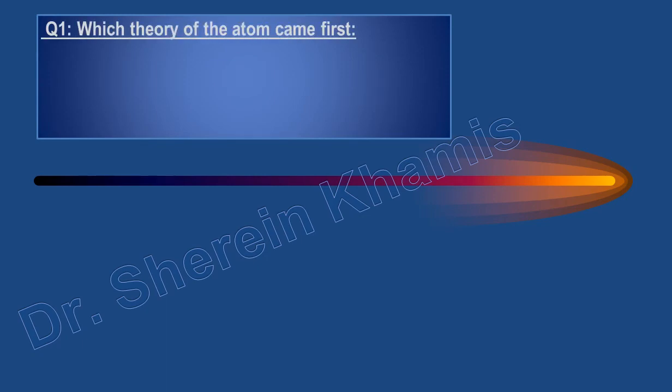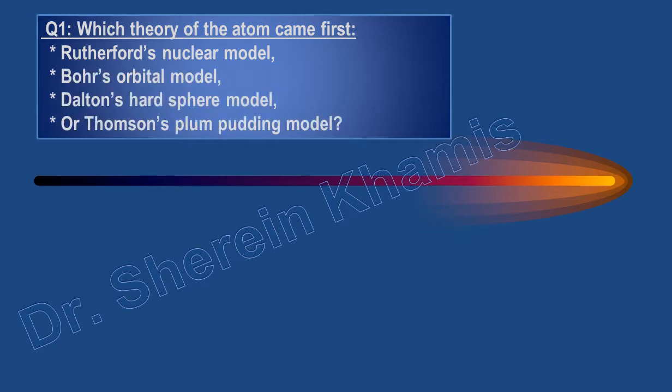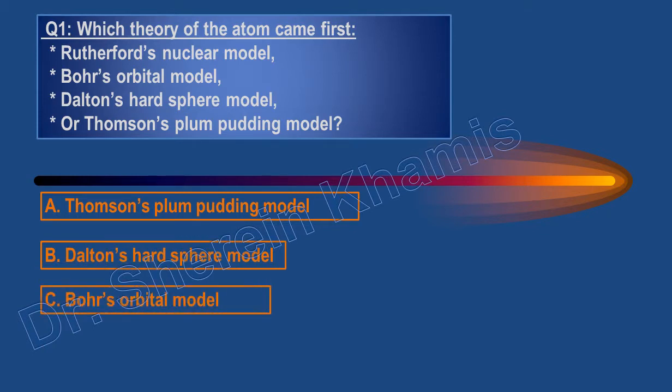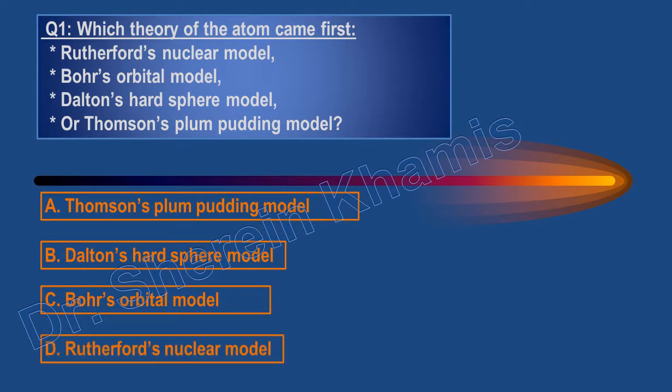Okay, question number 1. Which theory of the atom came first? We have here four theories: the Rutherford nuclear model, Bohr orbital model, Dalton hard sphere model, or Thomson plum pudding model. Okay, we have choices here. We have A, Thomson plum pudding model. Second one, Dalton hard sphere model, and Bohr orbital model. Last one in our choices, Rutherford's nuclear model.